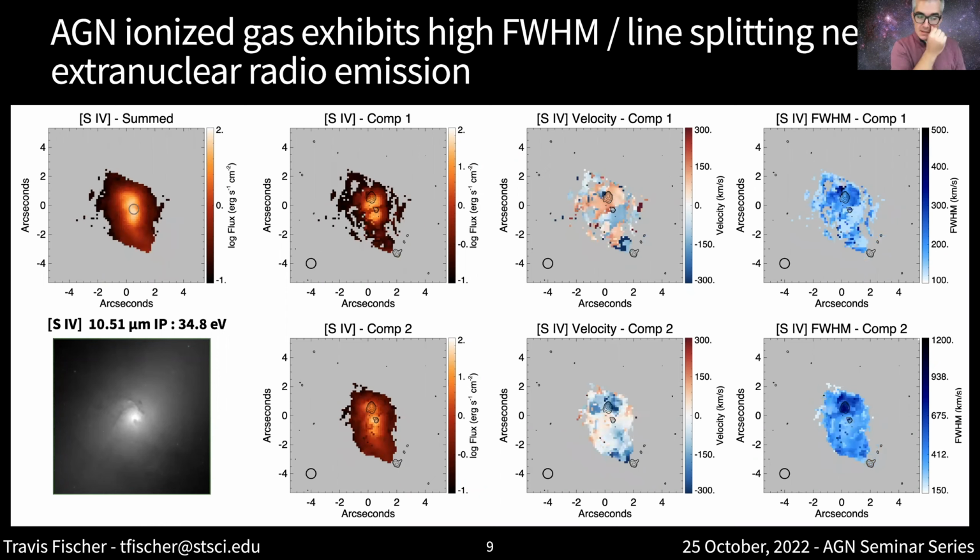So we can also see that in the sulfur 4. Sulfur 4 is similar in ionization potential to oxygen 3, so if we were looking at oxygen 3 without any reddening, we might observe similar kinematics. Again, the point here is that you have these blue shifted winds on top of the red shifted outflows to the north where all those dust lanes are, and we don't see that similar splitting action happening to the south. But again, you're seeing that high full width at half max gas in the sulfur 4 in component 2.